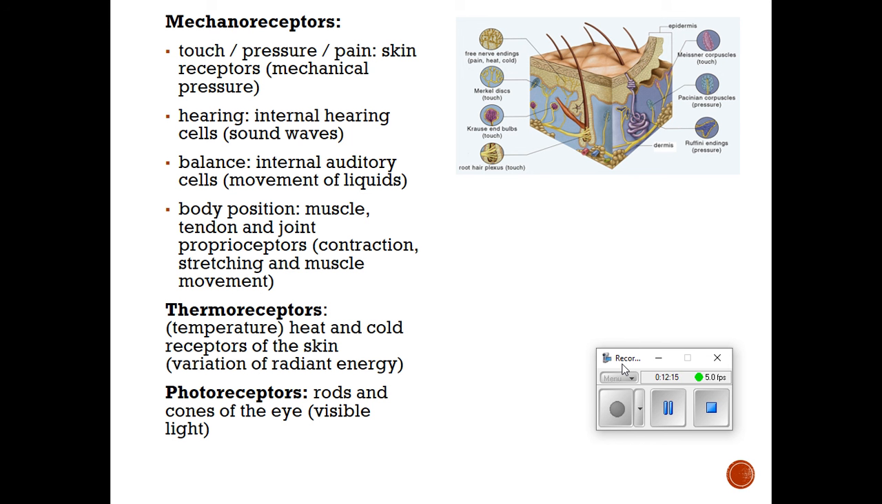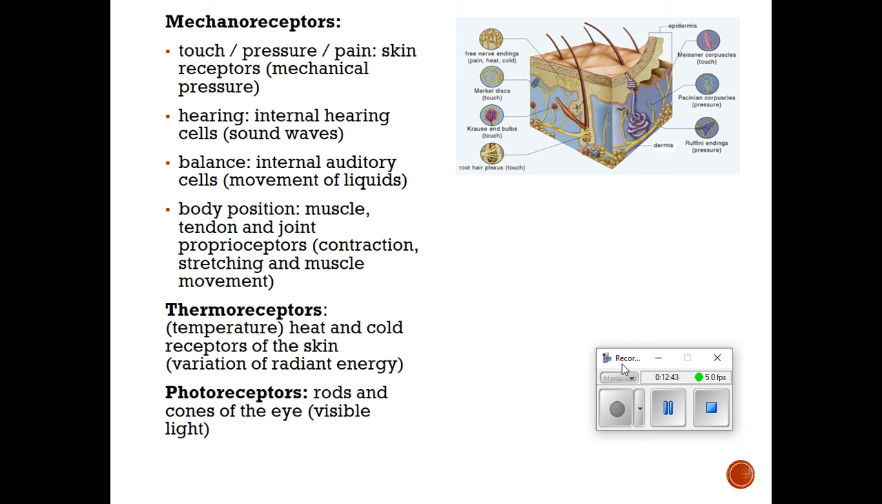We'll also talk about balance. Balance and hearing both have to do with your ears, but with different cells in your ears. This time, it's movement of liquids that we're looking at, and also movement of little tiny rocks. So we've got liquids and rocks moving inside your ear that tell you that you're hearing things and that your head is moving position and that maybe you're out of balance.